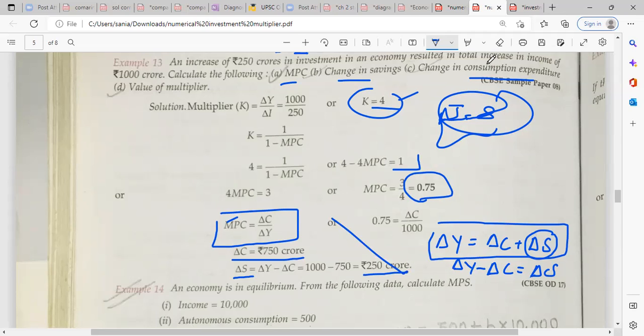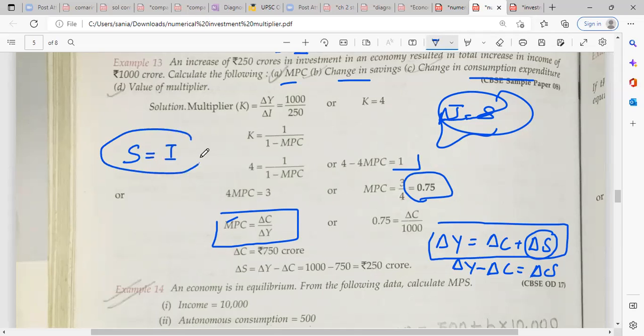And over here, you cannot write that delta S equals delta I. Why? Because in the formula, what we use is S equals I, right? So here you have to use it. Both are the same, delta I as well as this. But we have this formula that at equilibrium, these are equal, not delta S and delta I, right? So we cannot use this theorem here. That's why we use this. Clear?